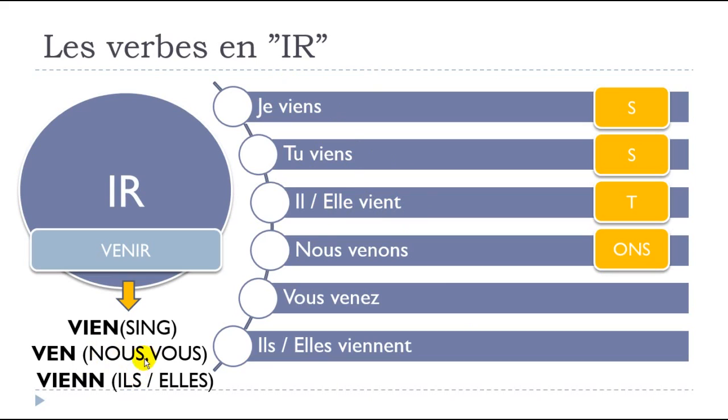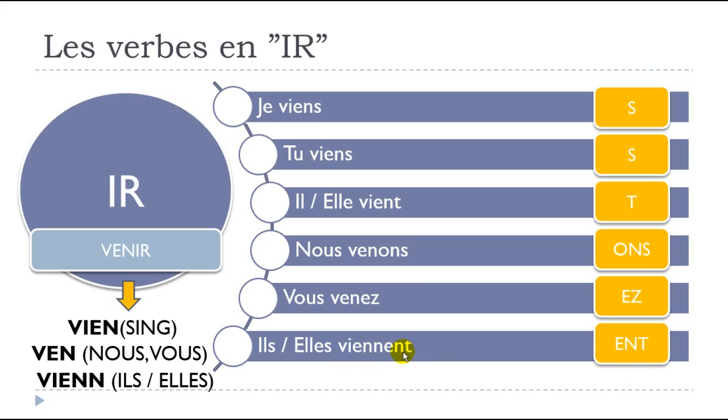But then for nous and vous, okay, you will put this VEN, all right, and you will add the ending ONS for nous, EZ for vous, okay, and you get nous venons, vous venez. And the last part, remember, well, basically for il, elle, you will put back this VIEN, and you will put the ending ENT, and you'll get ils viennent, elles viennent.